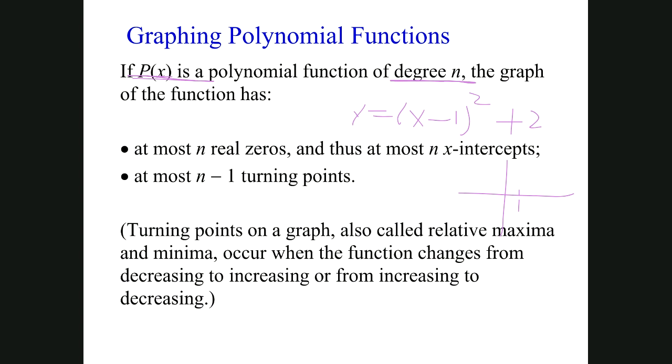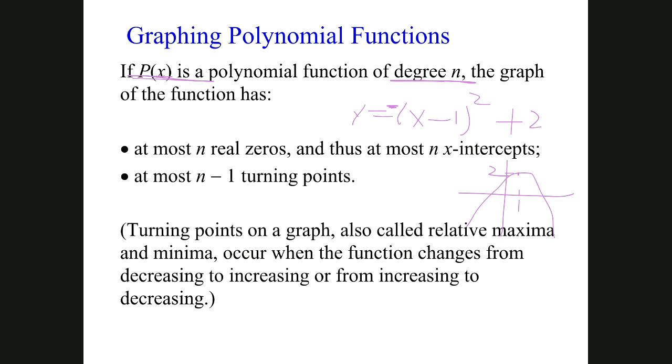Actually, I'm going to put a negative 1 right here, so this will be facing down, okay? So my vertex here will be 1 and 2, and this is going to be facing down. It's a quadratic.